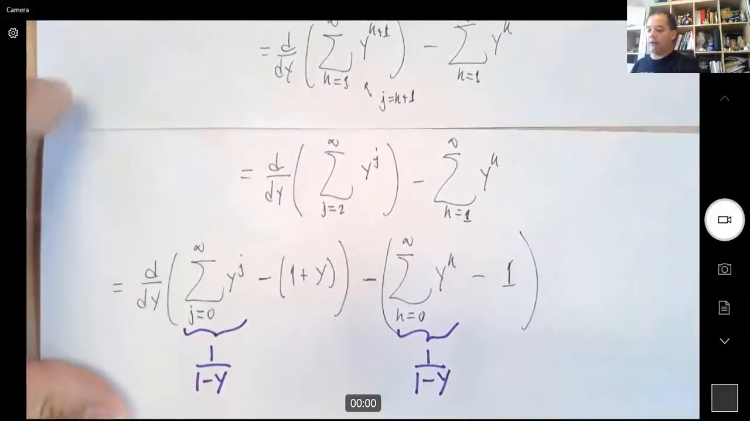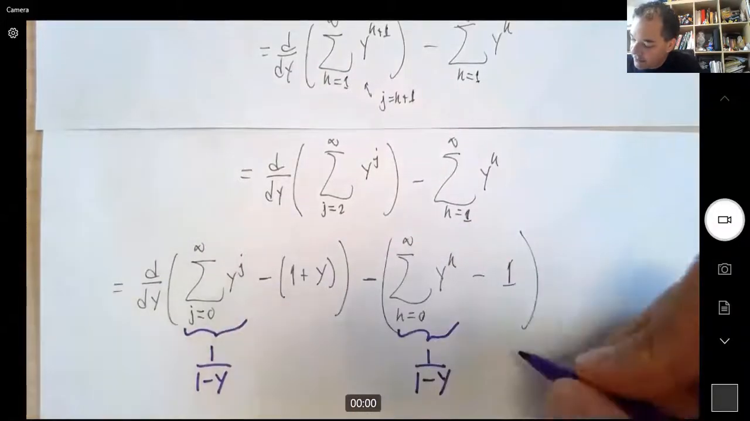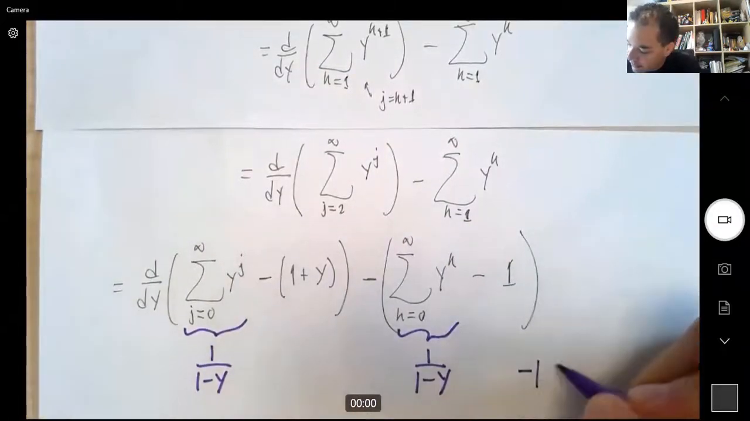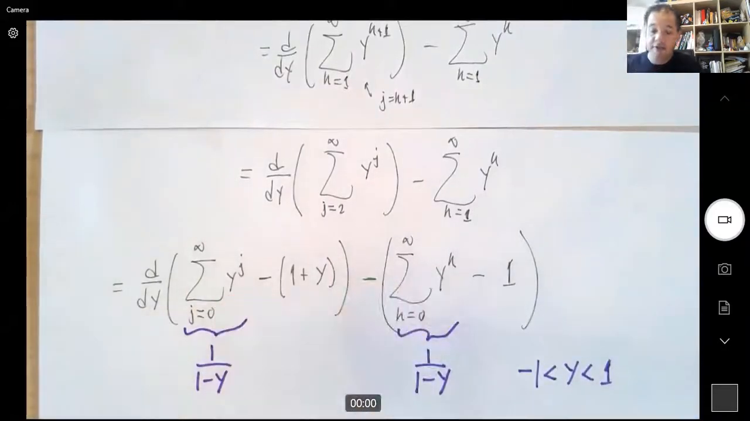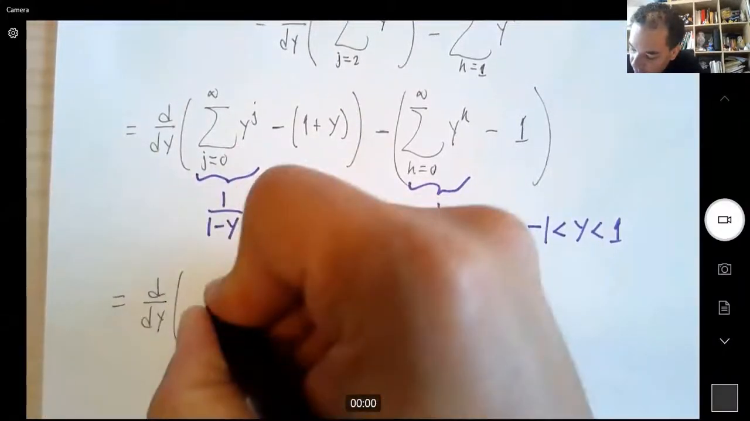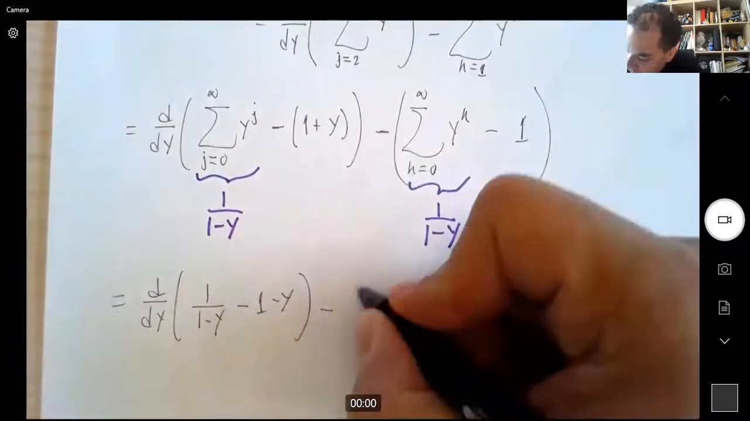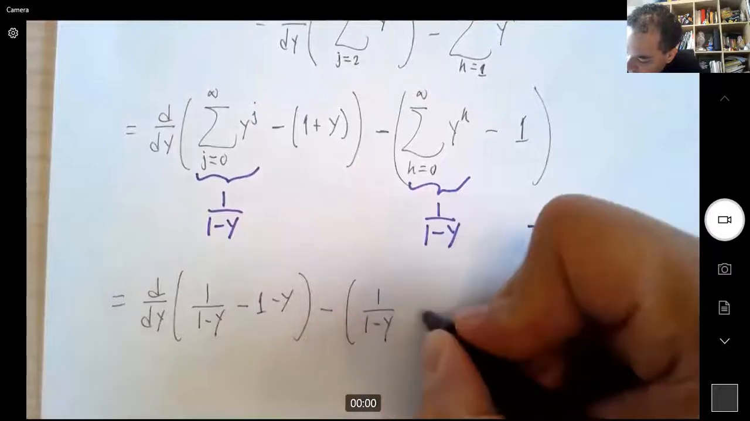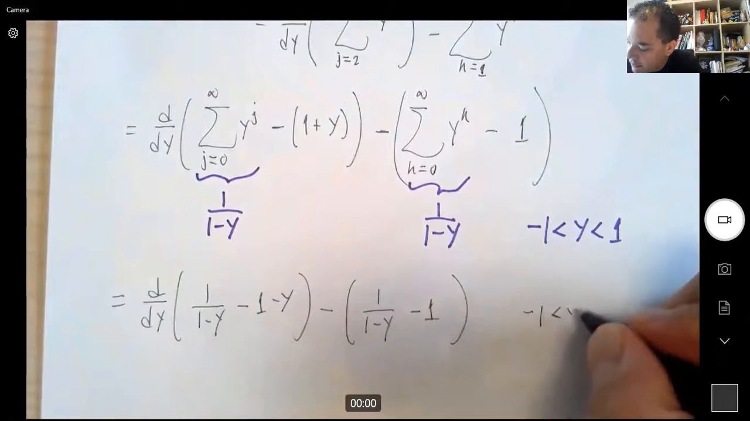So we're about to discover what, and we also know when we can do this. This is convergent. So this happens when -1 is less than y less than 1. When that happens, we can replace this by the geometric series. All right? So we're almost done here because this is going to be the derivative of 1 over 1 minus y, minus 1 minus y, minus 1 over 1 minus y, minus 1. And this is good if y is between -1 and 1.